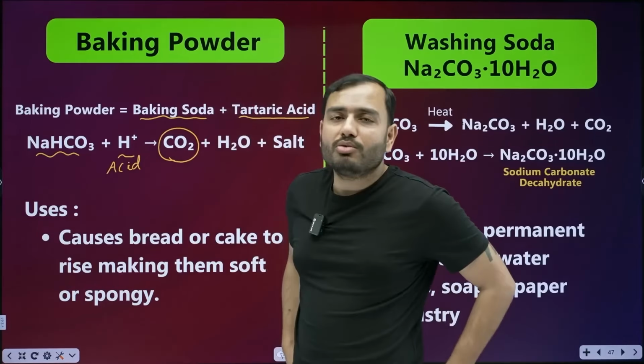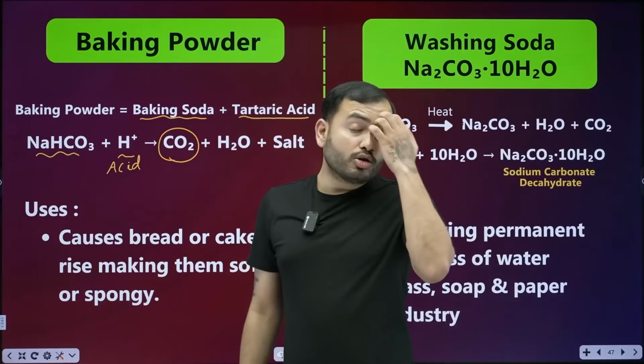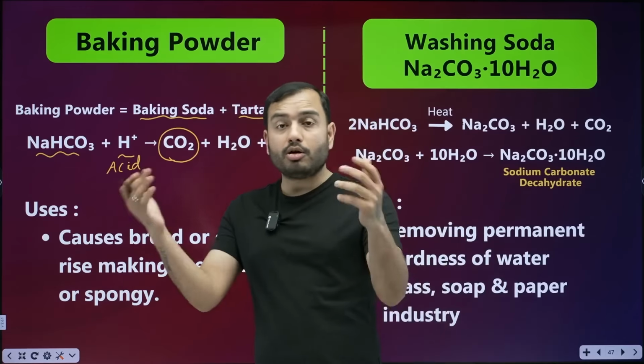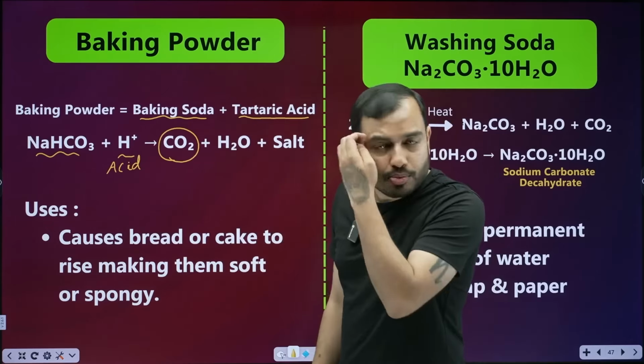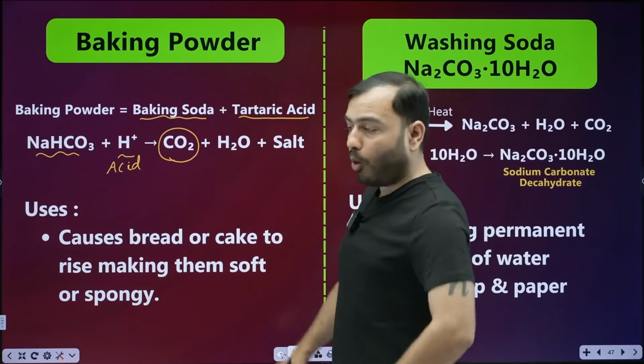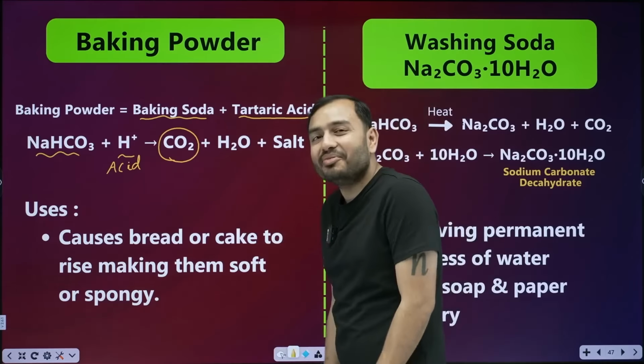Not in ours, but in rich people's houses. Baking powder is used to make cakes, making breads. Then what does it do? It makes cake puff up. In exams, they might ask how the cake puffs up. You derive it like that. So how does cake puff up?